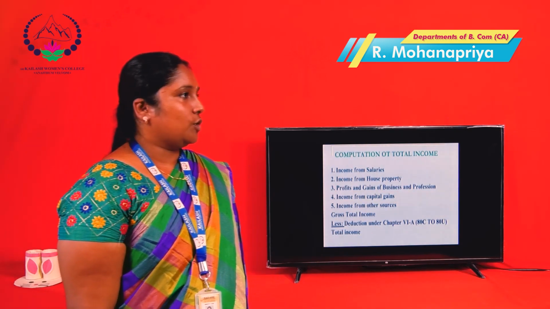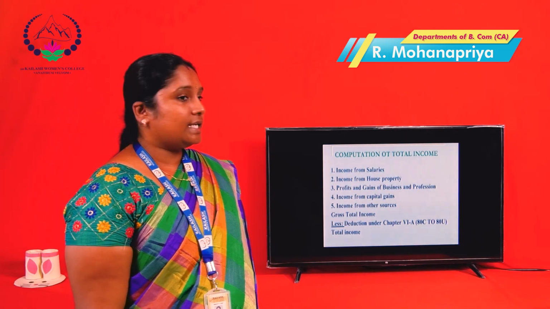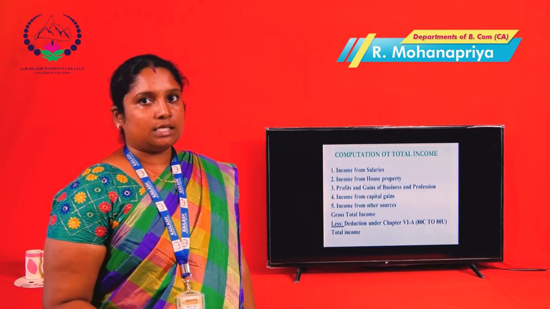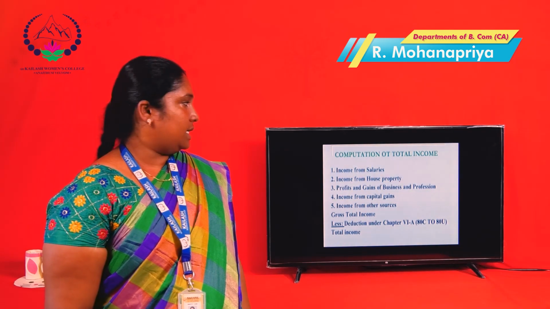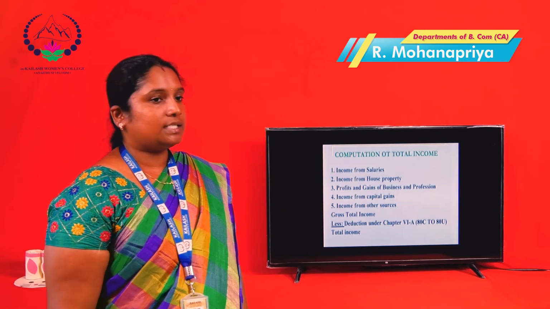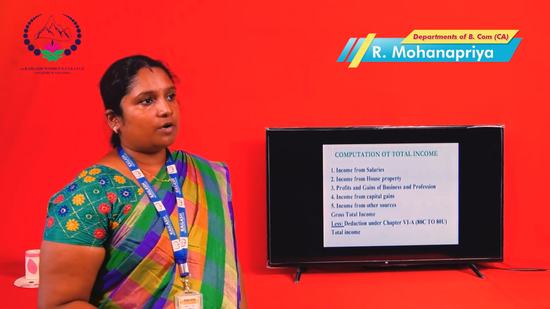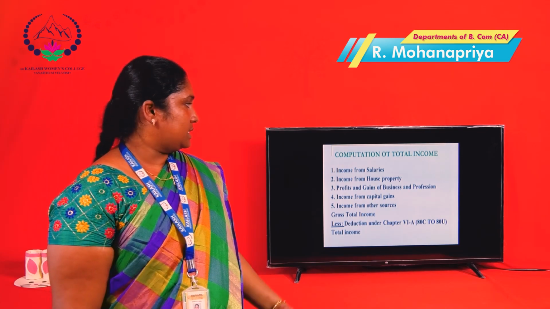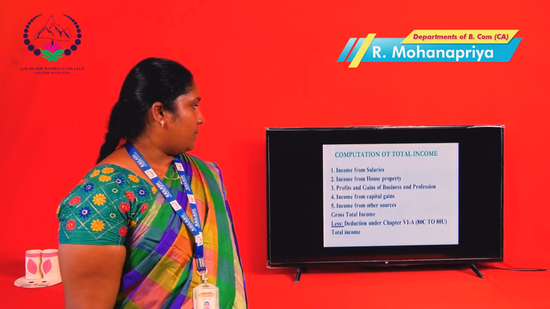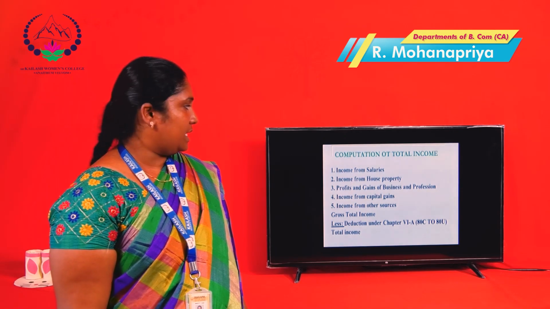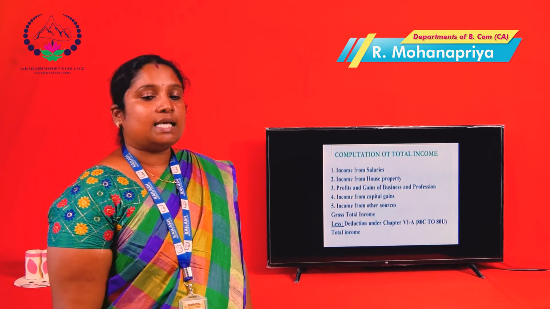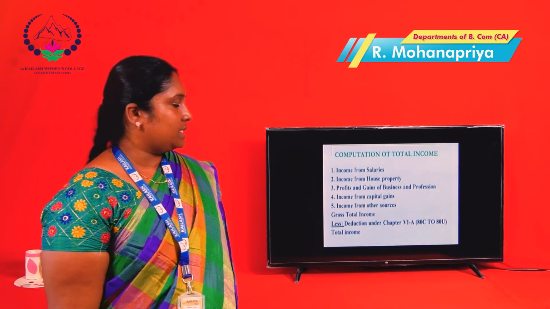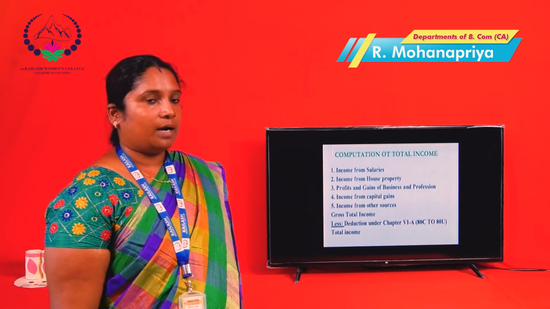The computation of total income. The first head is income from salaries, which means any sum of money received as salary. Next is income from house property, which is income from a house that we rent out. Next is profits and gains from business and profession, which means money we receive from other persons.